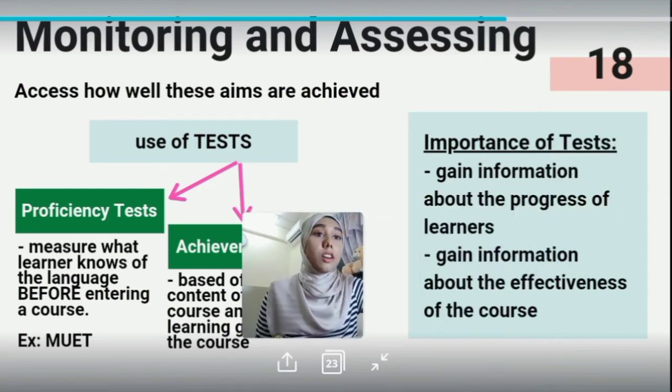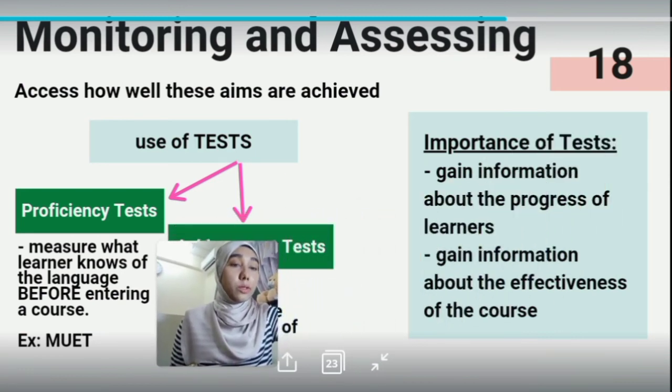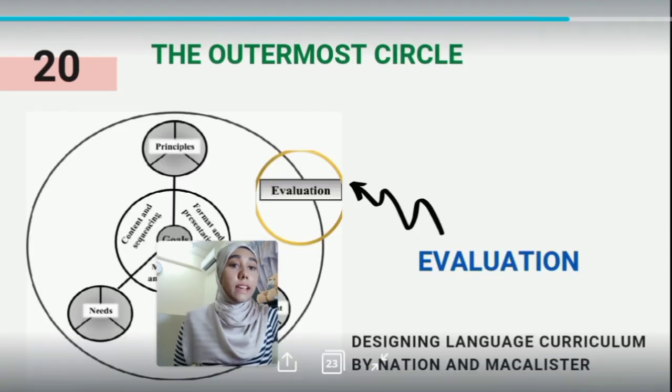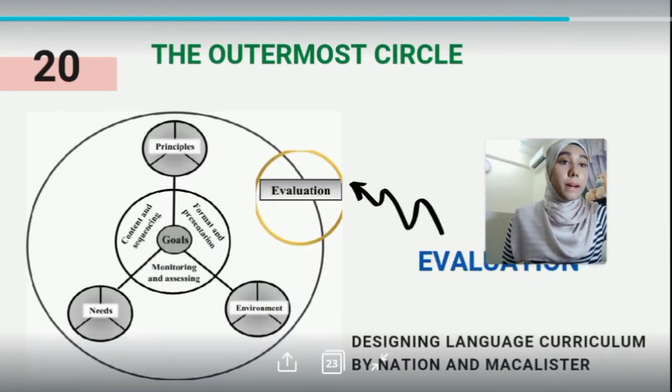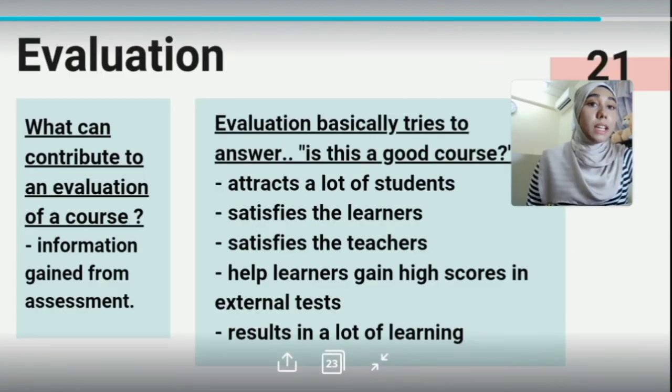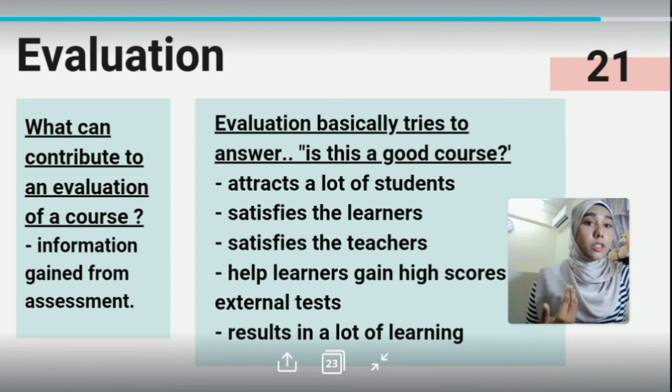So the importance of monitoring and assessing and also tests is to gain information about progress of learners and to gain information if the course is effective or not. Now that I have explained all the inner part, I would like to explain about evaluation, which is the outermost part of the language curriculum design model. What can contribute to an evaluation of a course? Information gained from the assessment, which is the test.